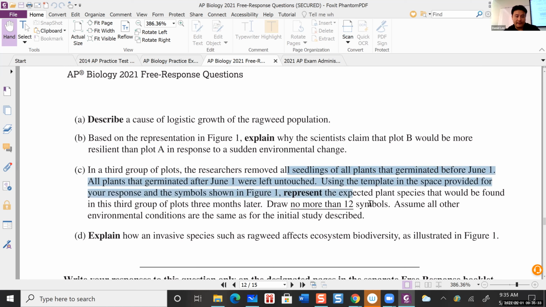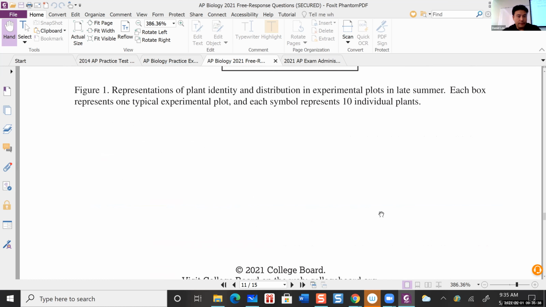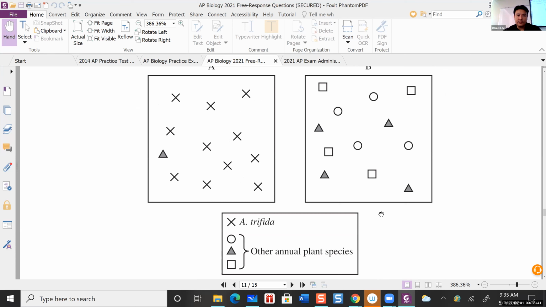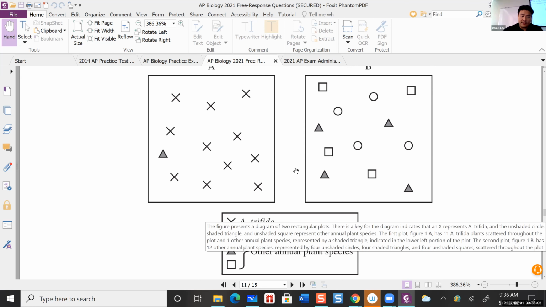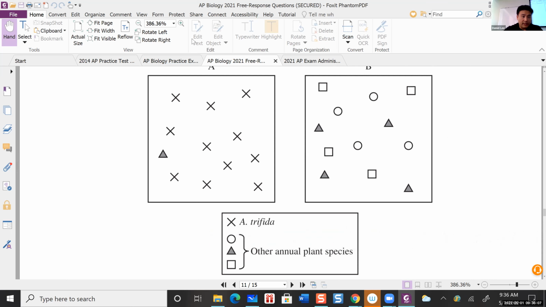So what would you expect to draw? If ragweed no longer had an advantage, then you should have an even distribution of all species. So that's the null hypothesis. That's what you expected to see. It says to draw no more than 12, so let's draw 12. And how many species have we got here? We've got four, including the ragweed.